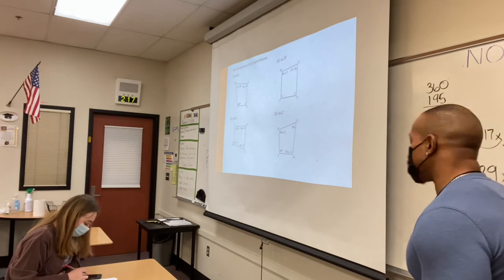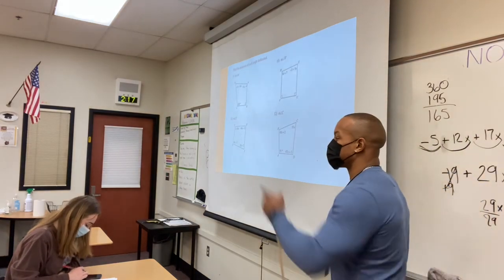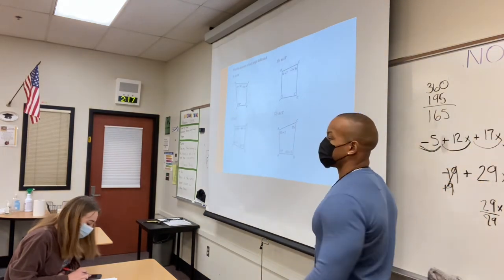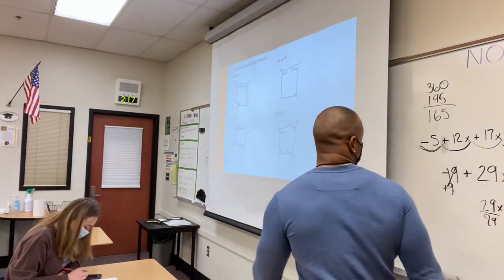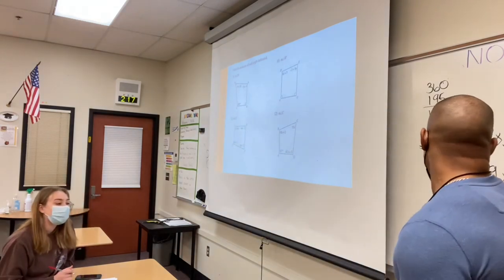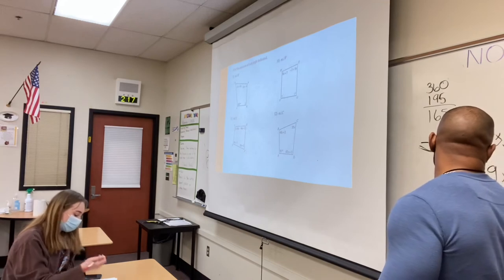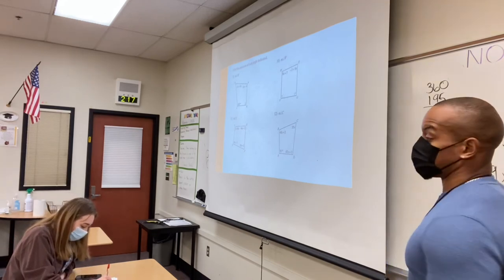Divide both sides by 29. What is 174 divided by 29? Perfect. What's 174 divided by 29? Six. Okay, so now we know x equals 6.